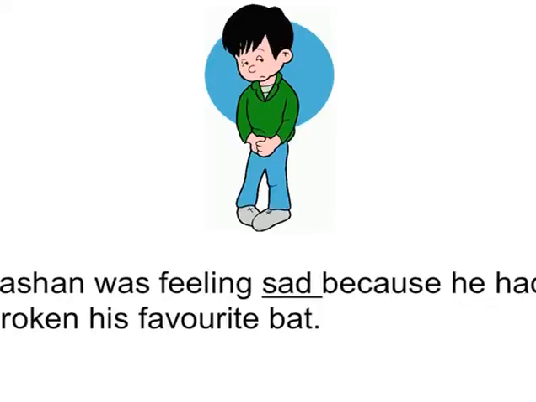Let me read the questions along with the options and we'll discuss the answers right away. Jashan was feeling sad because he had broken his favorite bat. Now a good substitute for sad in this case would be blue or green or red. Choose one quickly. The answer would be blue. Jashan was feeling blue. That means feeling sad.